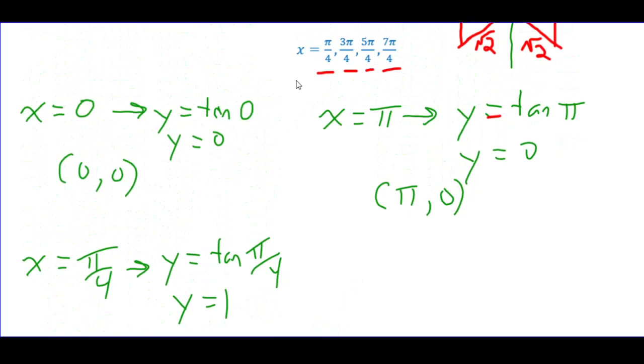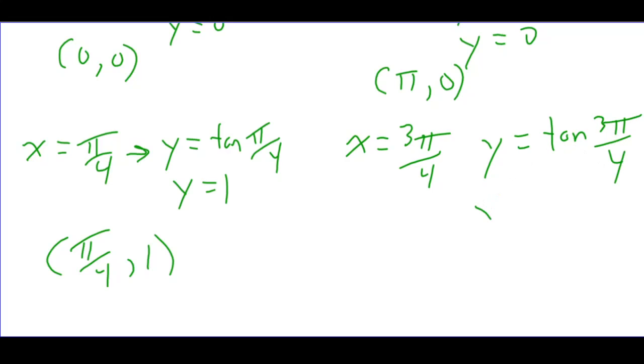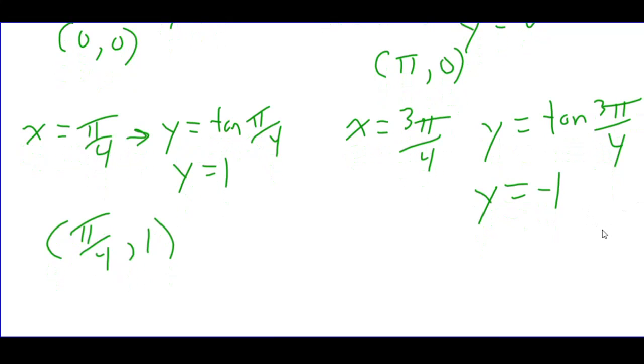Okay, next one, x equals 3 pi over 4. We're looking at y equaling the tan of 3 pi over 4, which is equal to -1. I'm not going to go through all of these, but that's simply because at 3 pi over 4, you're pi over 4 short of pi. And so this is 1, this is -1, and the tan of that is 1 divided by -1, which gives you -1. So there you are.